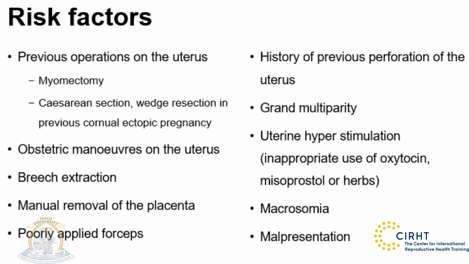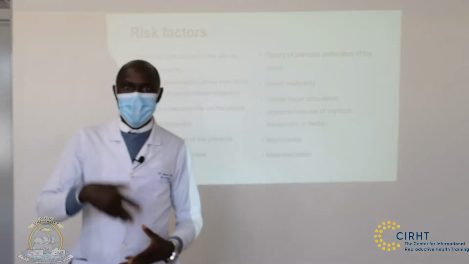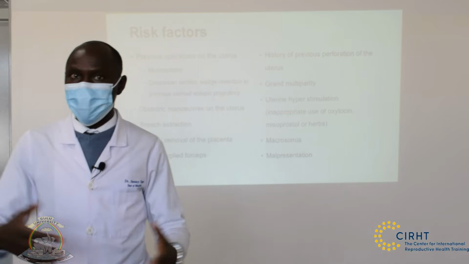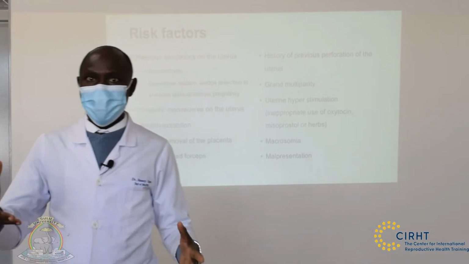Among others include previous myomectomy, previous cesarean section, and in cases where you have severe rupture of the uterus due to cornual ectopic pregnancy, we normally perform the procedure called wedge resection. And most of these mothers are also at risk of having rupture in the subsequent pregnancy. So we advise them to have an elective cesarean section planned for them.